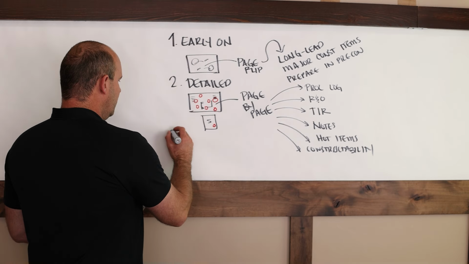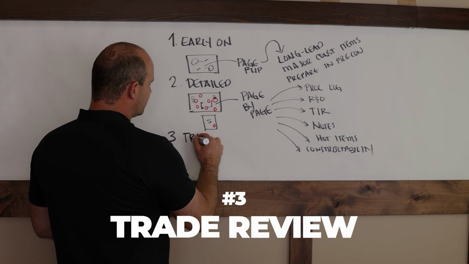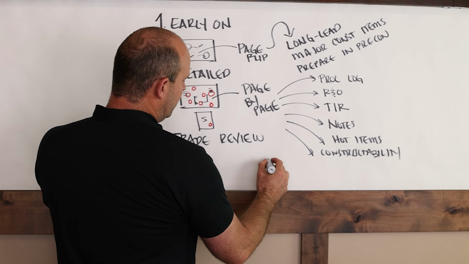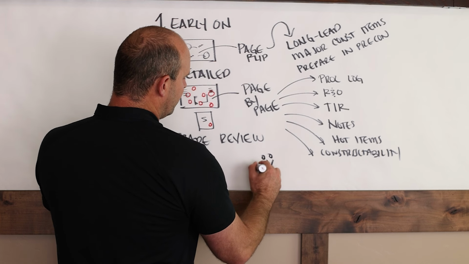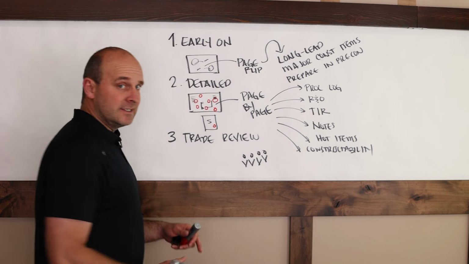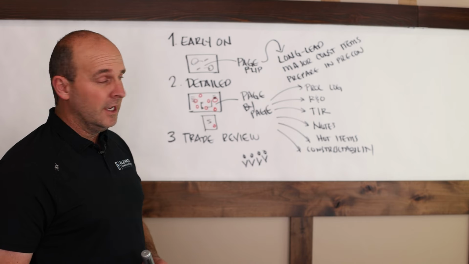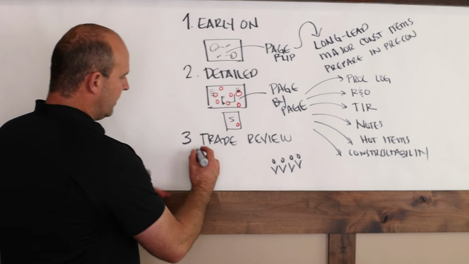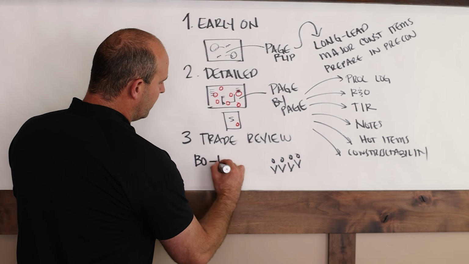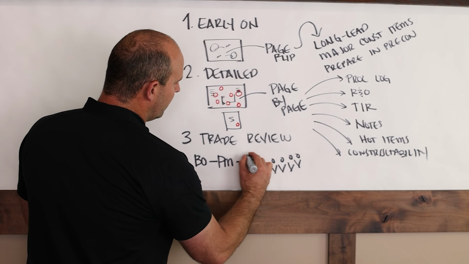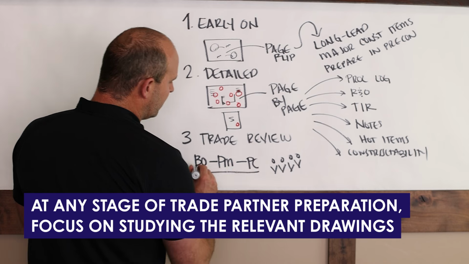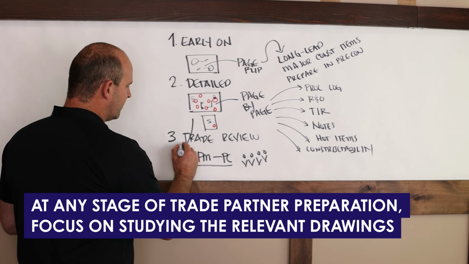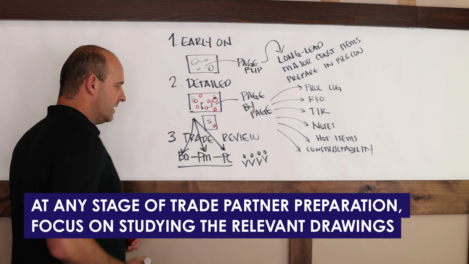Let's go on to number 3. Number 3, this is what I call the trade review. What I mean by this is that we have a meeting scheduled, the pre-con meeting, or if you call it a preparatory meeting, that's fine. But basically we're all going to gather together and make sure we understand the work and we're preparing the trade partner. So whether this is in the buyout or your pre-mobilization meeting or your pre-con, whichever part of the trade partner preparation process you're in, you will want to study the drawings for that trade, that specific scope.